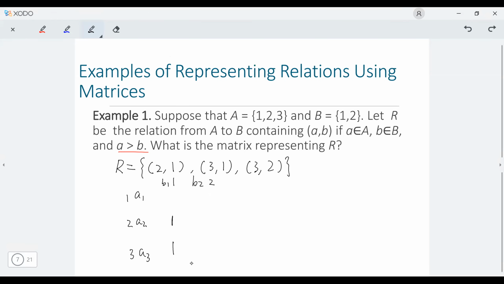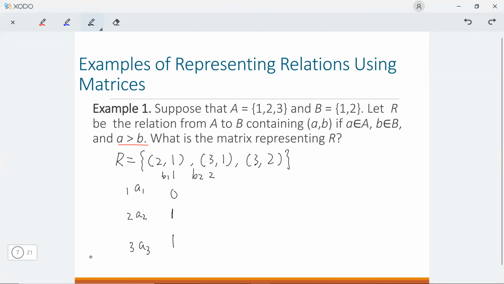Okay. And then if we look at the A3, B2, so it means 3, 2. Is 3, 2 also in this relation? Yes, 3, 2 is the last element in the relation. So that means great, now we should also have this 1 as the last row, last column. Okay, so this is how we can create our matrix.